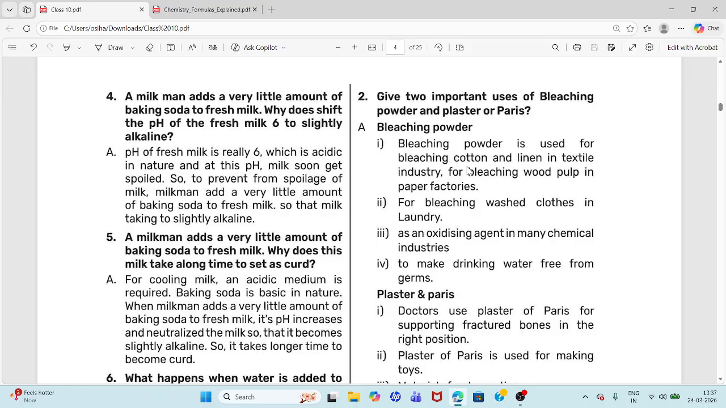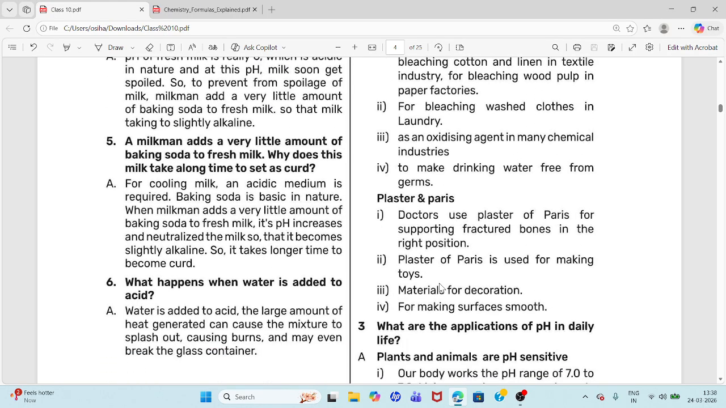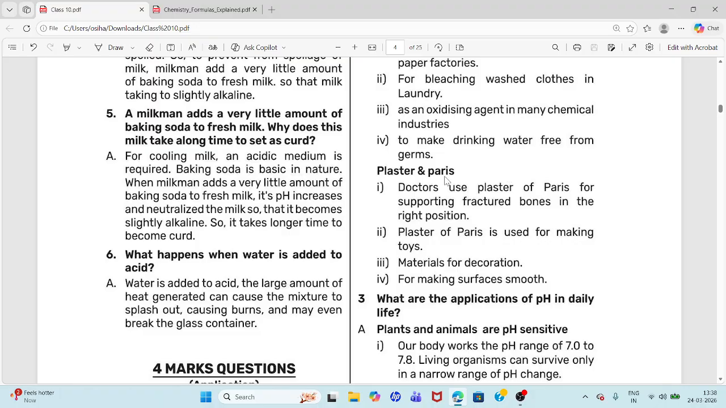In cotton and paper factories also bleaching powder is used. Second point, for bleaching washed clothes in laundry. Third point, as an oxidizing agent in many chemical industries. Fourth point, to make drinking water free from germs, we are using bleaching powder. Plaster of Paris.